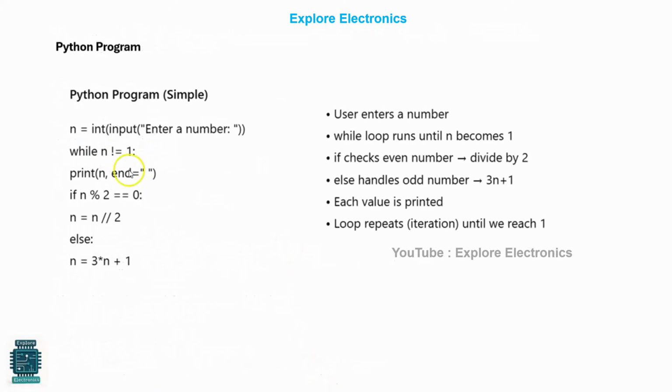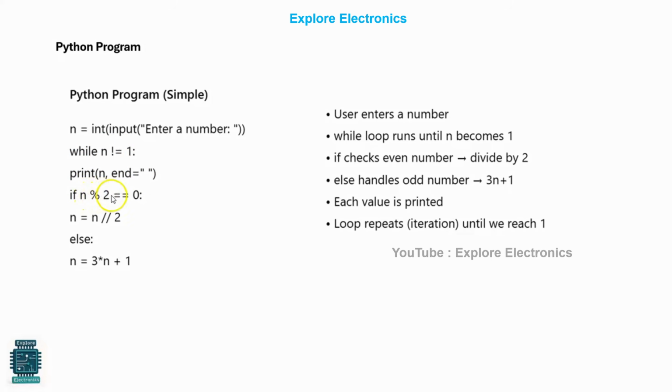Clear? Let us see a program. Here I am taking a simple Python program: n is equal to int input, enter a number. Here the input should be an integer because we are taking a number. Here the user enters a number. While n is not equal to 1, the while loop runs until n becomes 1. Clear? Print n, and end equal to a blank space, which means it will print n.